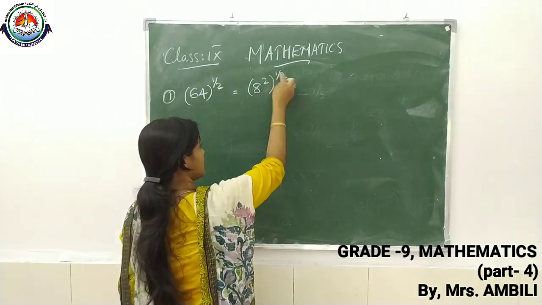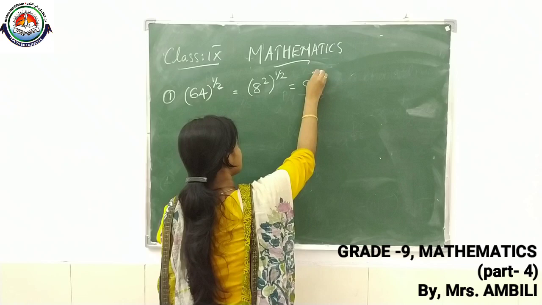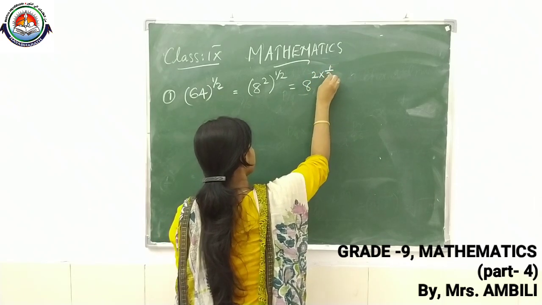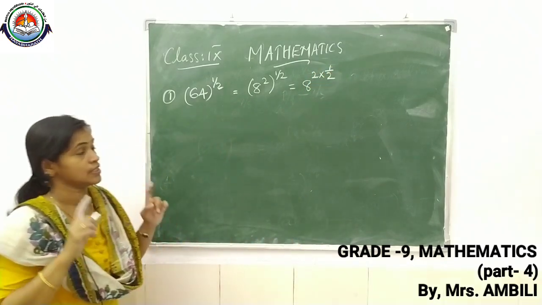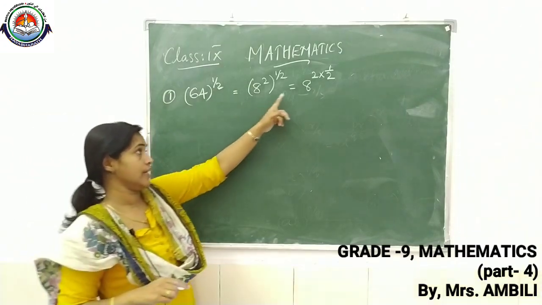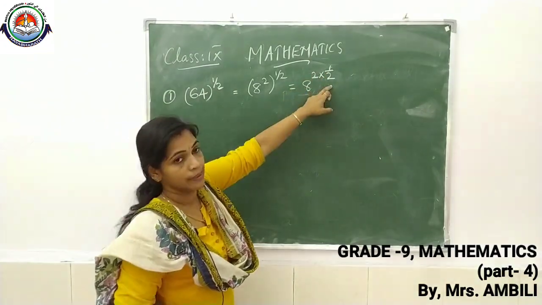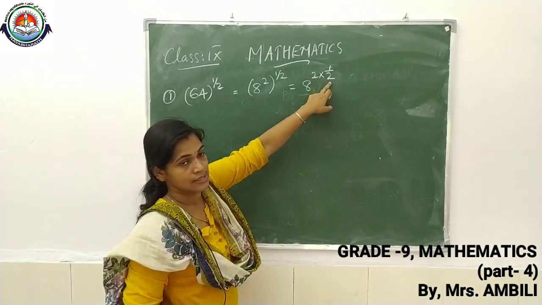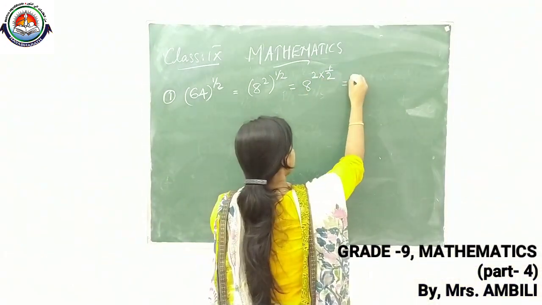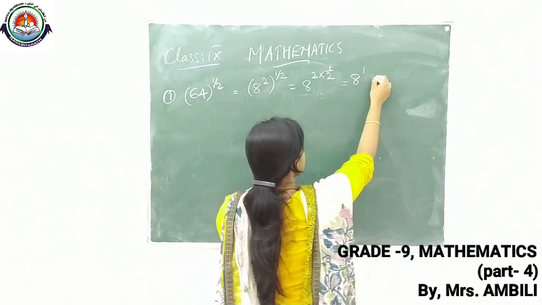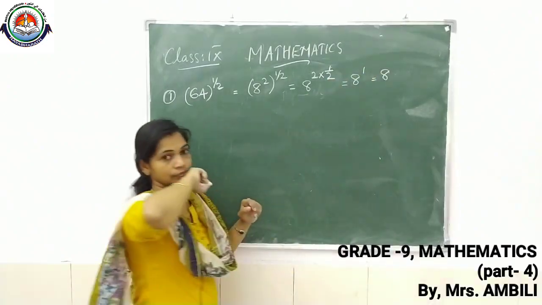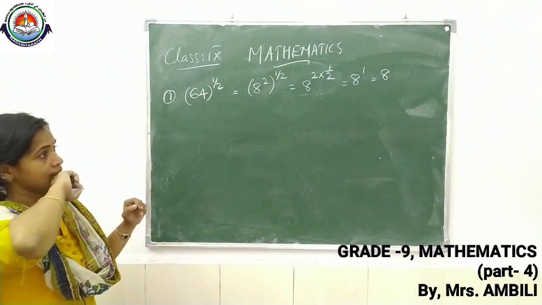Then 8 square raised to 1 by 2 we can write as 8 raised to 2 into 1 by 2, using a raised to m, the whole raised to n. So 2 into 1 by 2, the 2 and 2 you can cancel. What is remaining? 8 raised to 1, that is equal to 8. Clear? So our answer is 8.